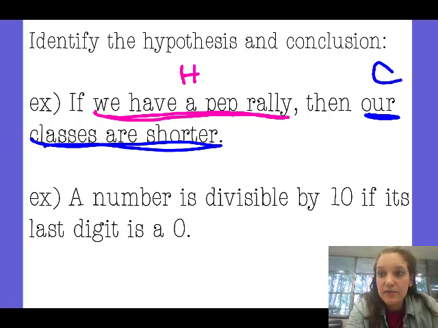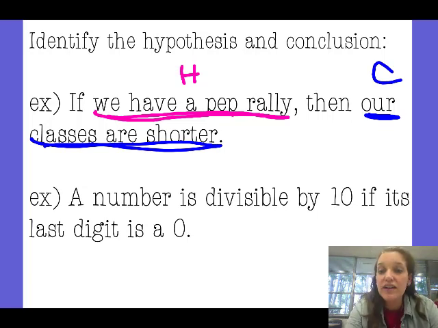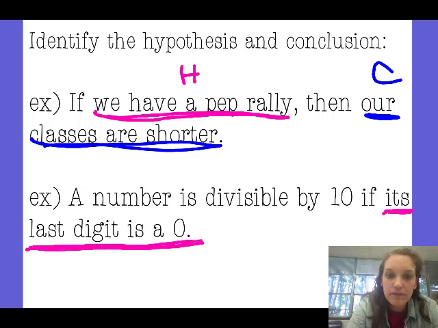The second example is a little trickier because notice it doesn't start with an if. Our statement is, a number is divisible by 10 if its last digit is a 0. Even though it's at the end of the sentence, I always look for the word if. I see the word if right here. So all the stuff that comes after the word if, its last digit is a 0, would be the hypothesis.